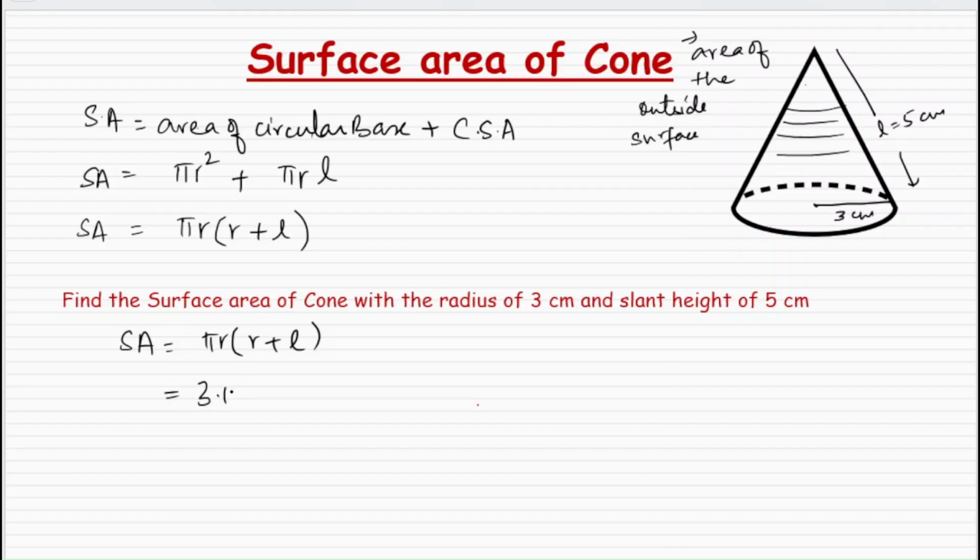So pi is 3.14, radius is 3, and then radius is 3 and slant height is 5. Now when you multiply 3.14 times 3, it's of course 9.42, times 3 plus 5 is 8, and my answer comes out to be 75.36 centimeter square. So all you need to do is remember the formula, radius and slant height will be given to you, plug in the values and just do the calculations.